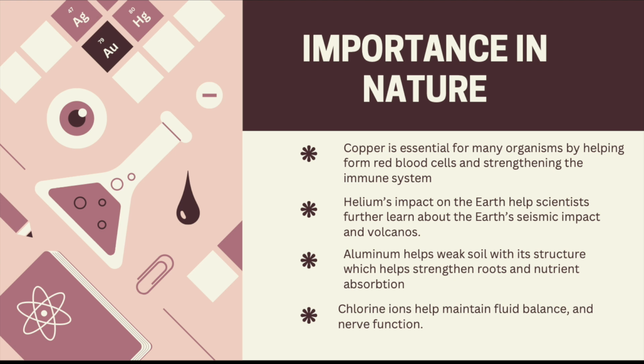Importance in nature. Copper is essential for many organisms by helping form red blood cells and strengthening the immune system. Helium's impact on the Earth helps scientists further learn about Earth's seismic impact and volcanoes. Aluminium helps weak soil with the structure, which helps strengthen roots and nutrient absorption. Chlorine ions help maintain fluid balance and nerve function.